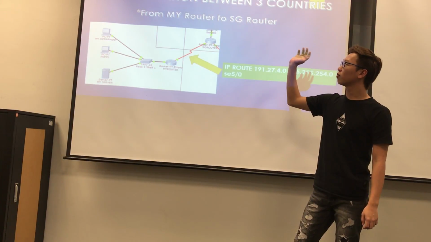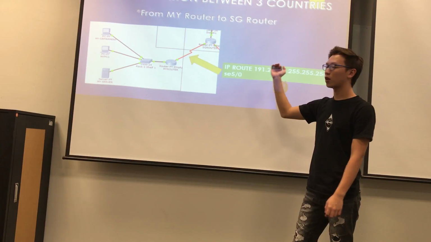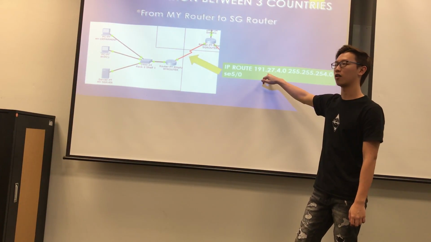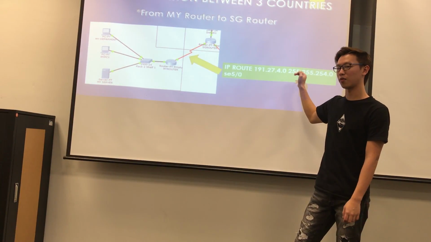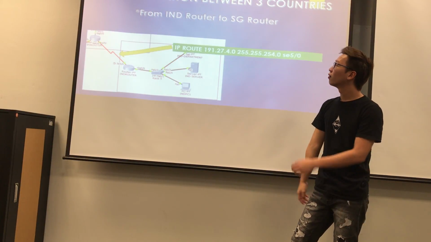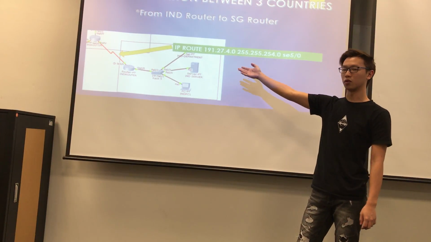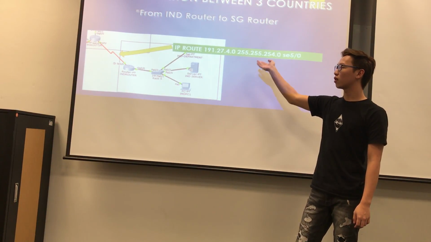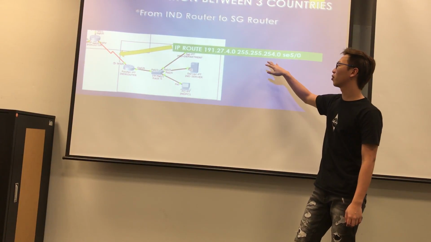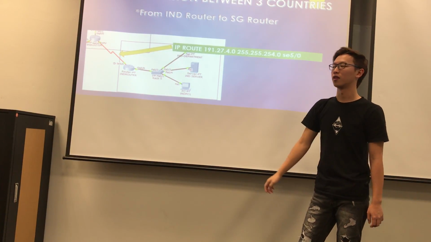So for communication between Malaysia router to Singapore router, it's also the same thing. We use the IP route where it's 191.27.4.0, which is the subnet address for Singapore router, followed by the subnet mask for Singapore router and the serial port that connects to the Singapore router. For the Indonesia router to Singapore router, it's also the same thing, where we use the IP route to connect from Indonesia router to Singapore router, which is the Singapore subnet address, followed by the Singapore subnet mask and the serial port that connects the port from Indonesia to Singapore.